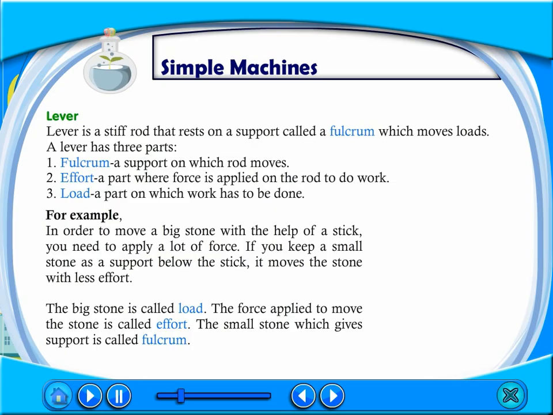For example, in order to move a big stone with the help of a stick, you need to apply a lot of force. If you keep a small stone as a support below the stick, it moves the stone with less effort. The big stone is called load. The force applied to move the stone is called effort. The small stone which gives support is called fulcrum.